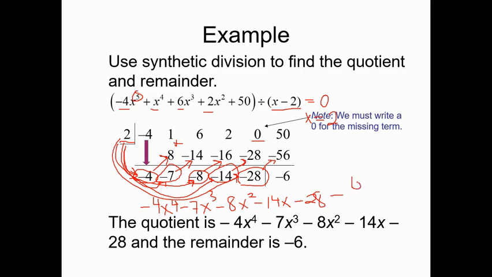It's a minus 6, and we could place it over our divisor of x minus 2. So that is one of the forms.